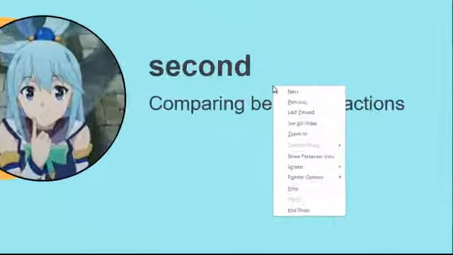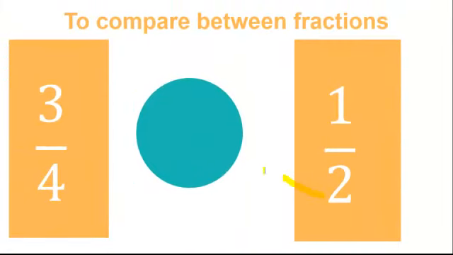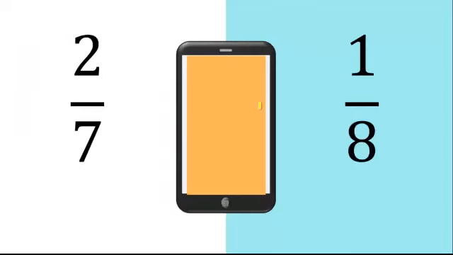Second, we will know how to compare between fractions. To compare between fractions, there is a simple way we can use, the third way. How's that? To multiply 2 by 3, it will give us 6. And multiply 4 by 1, it will give us 4. Which is greater, 4 or 6? Yes, it's 6. So we will write greater than. Is it hard?